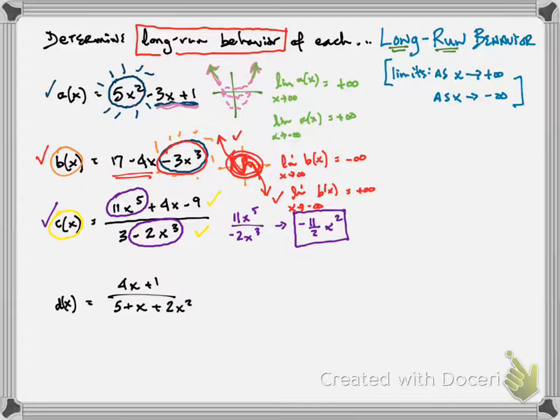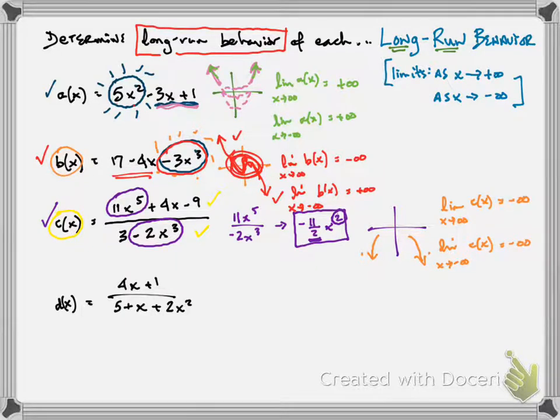So what does an even powered power function with a negative lead coefficient do? Well, negative 11 halves x squared is going to be a downward facing quadratic, like that. And so hopefully you can see that the limit as x goes to infinity is negative infinity, and the limit as x goes to negative infinity is also negative infinity. We would write it like this: the limit as x goes to infinity of c of x is equal to negative infinity, and the limit as x goes to negative infinity of c of x is also equal to negative infinity.